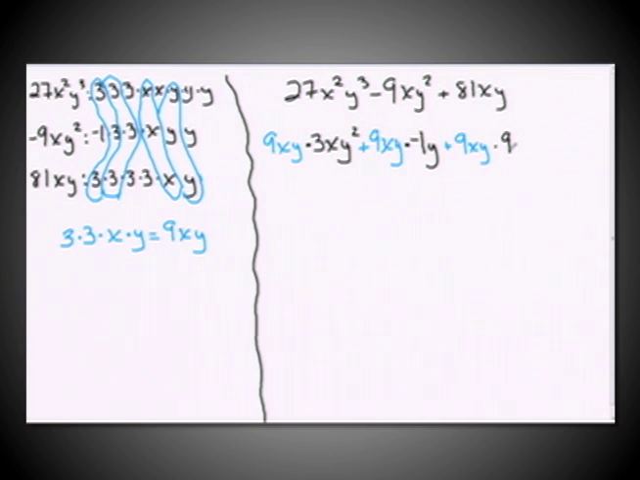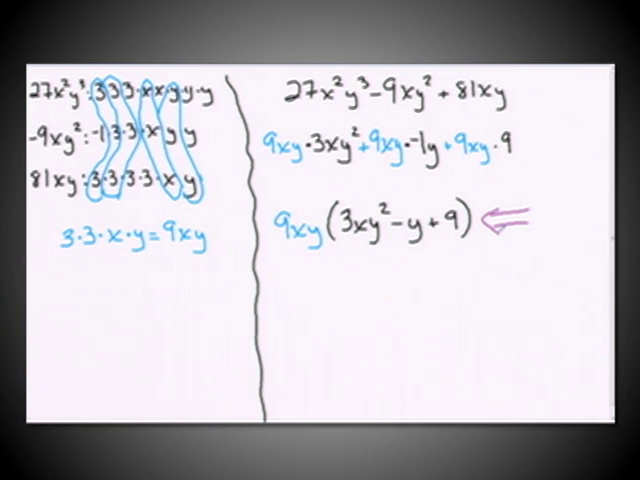Our third step is to do reverse distribution. So instead of multiplying into a set of parentheses, we're going to divide that GCF off of each term and pull it out front. So if I bring my GCF out front, I'm left over with the trinomial 3xy squared minus 1y, but we don't write the 1. It's understood to be there. We simply write y, and then plus 9. This is the completely factored form of the polynomial 27x squared y cubed minus 9xy squared plus 81xy.